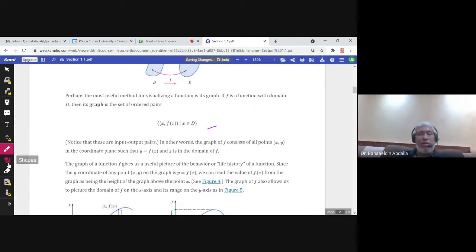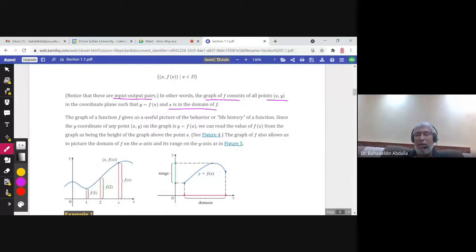We can also write the graph of the function as the set of all ordered pairs x and f of x, such that x is in the domain and y is f of x.